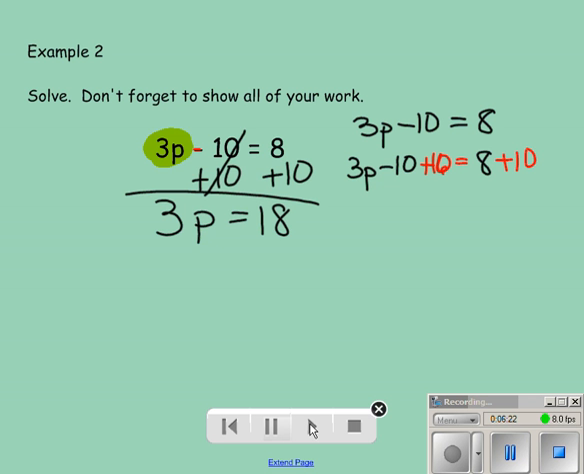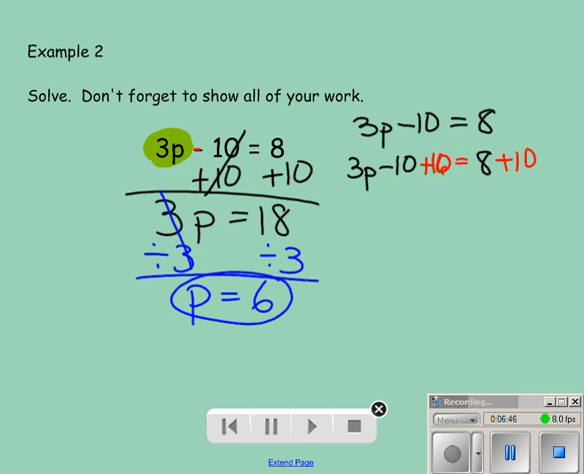All right, we're down to another operation. And what operation is left here, Morgan? Multiplication. And to undo multiplication, we do division. So what would I do to both sides? Divide by 3. And so if I'm going to divide the left side by 3, I've got p equals 6. Okay?